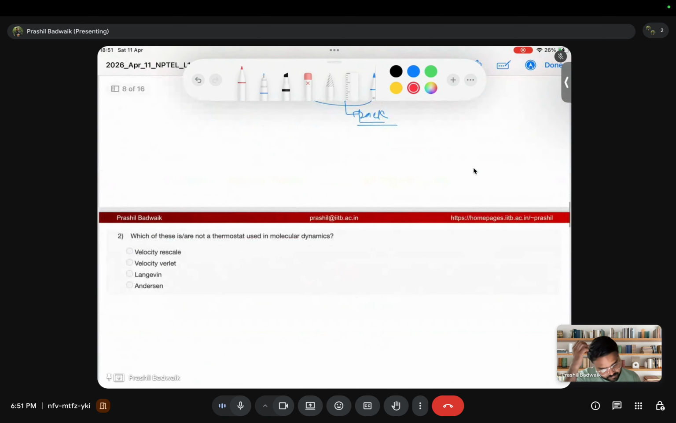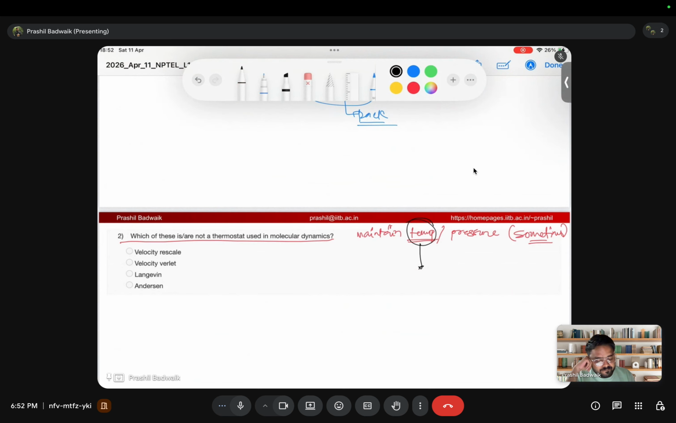Then question number two: which of these is not a thermostat used in molecular dynamics? So we are talking about molecular dynamics simulations where we have multiple ensembles, and in those ensembles we have to maintain the temperature and pressure depending on the ensemble type. The majority of ensembles have temperature that we have to keep constant, and pressure, for example in case of NPT, also constant.